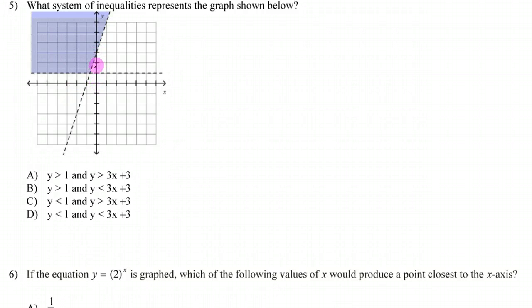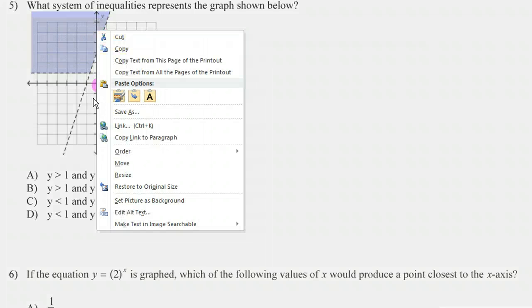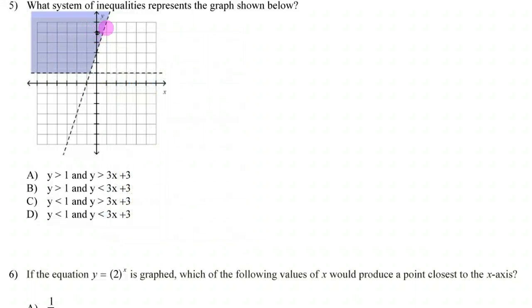0 for x, up 1, 2, 3, 4, 5. Maybe something like 0, 5. Whoops, 0, 5. So I'm going to test 0, 5. It should work for both inequalities if it's a solution.